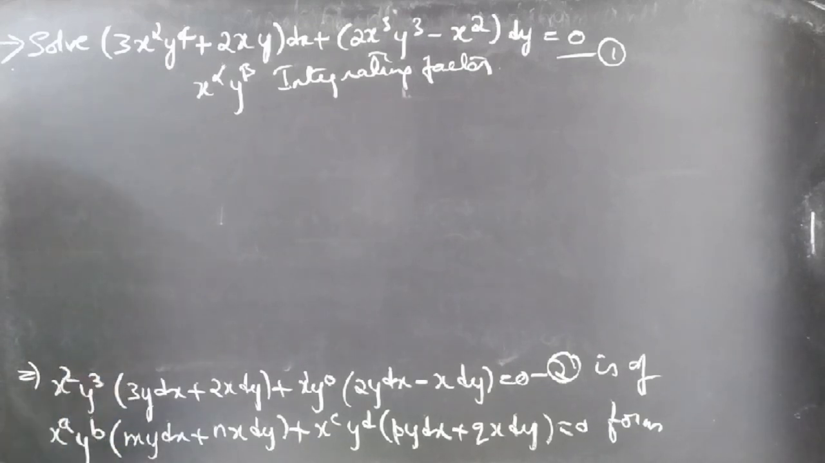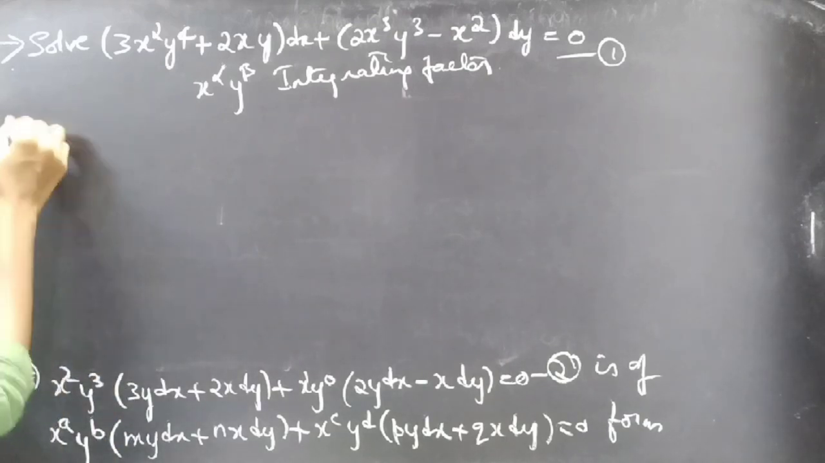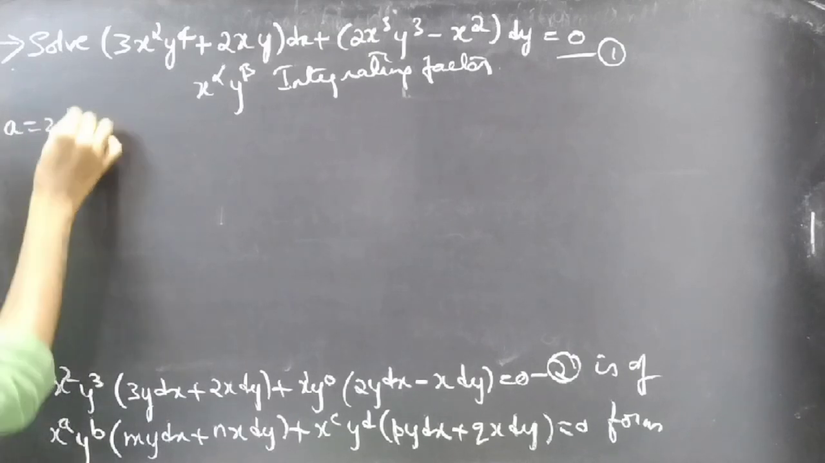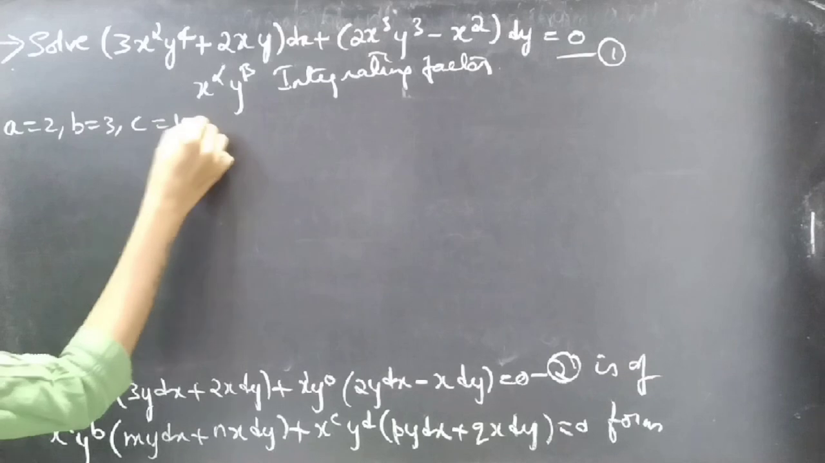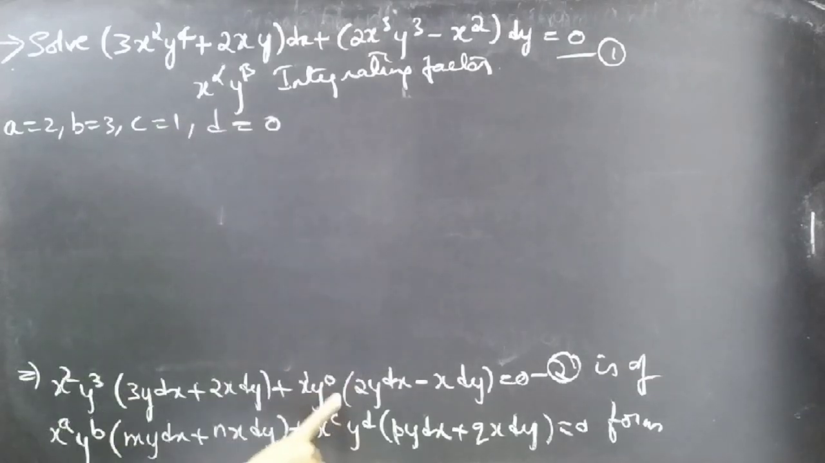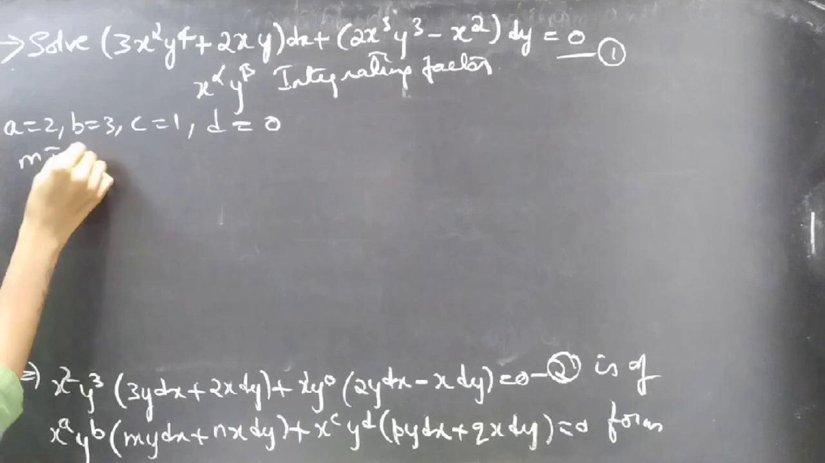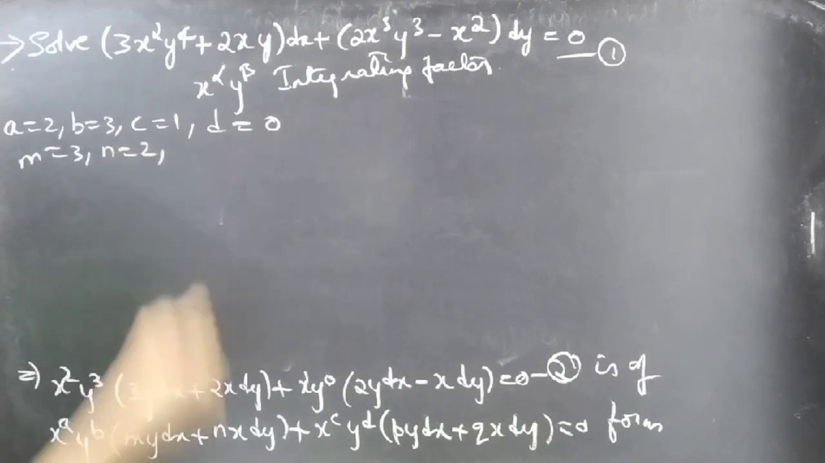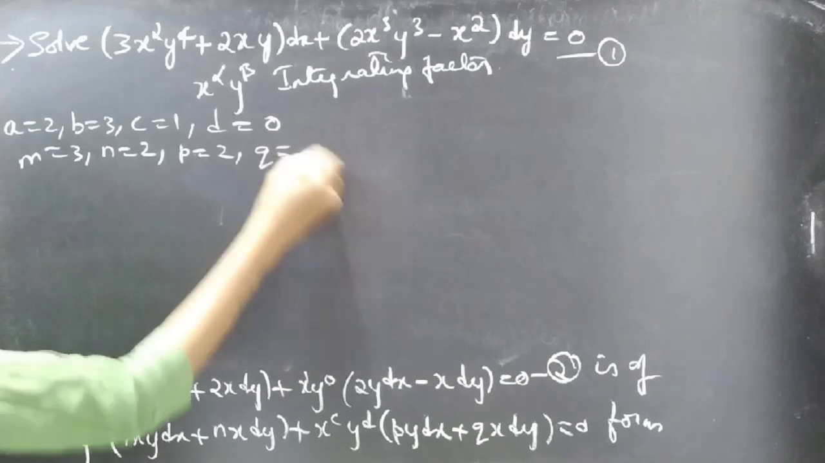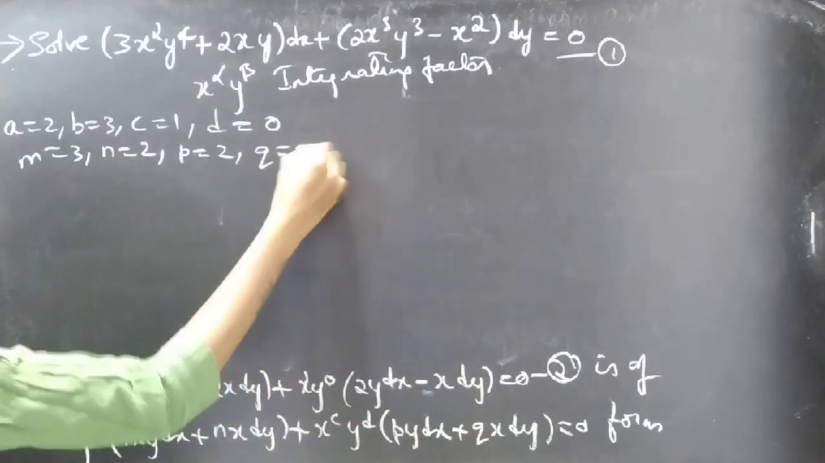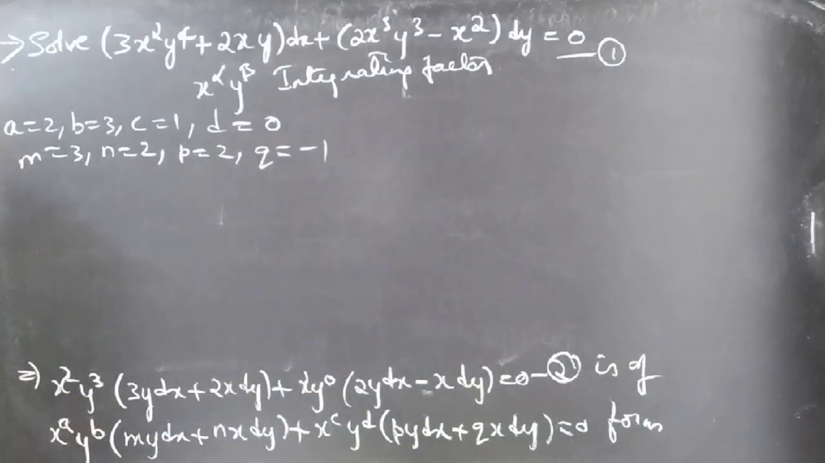Now let's compare these two equations and find the values of unknowns. We'll get a equal to 2, b equal to 3, c equal to 1, d equal to 0, m equal to 3, n equal to 2, p equal to 2, q equal to minus 1, right?